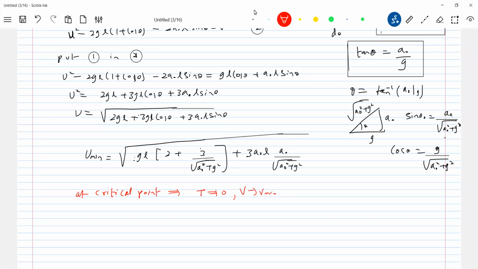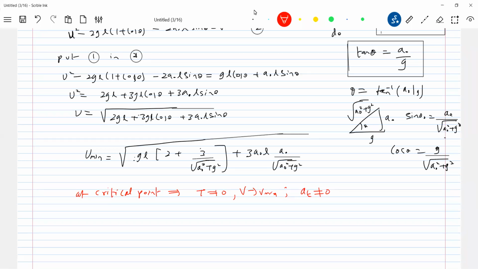And what about a tangential? A tangential may be non-zero, you have to put it. It's not a necessary condition that it must be equal to zero. When it should be zero, put a naught equal to g. If a naught equals g, then the tangential acceleration becomes zero.